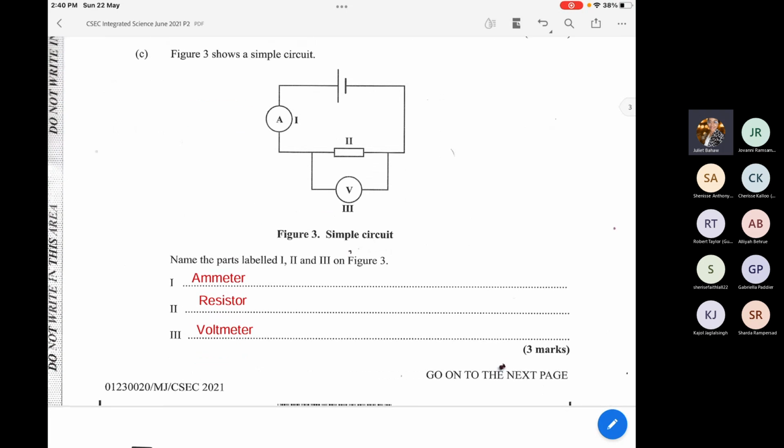Figure 3 shows a simple circuit. Name the parts 1, 2, and 3. So 1 is ammeter, 2 resistor, 3 voltmeter. Now always remember how to install the ammeter and the voltmeter. If you notice, the ammeter is wired in a series circuit and the voltmeter is in a parallel circuit.